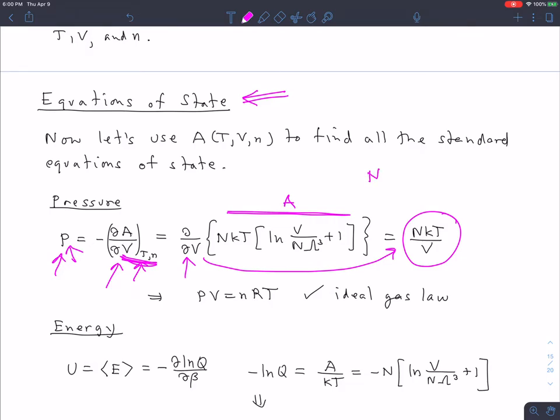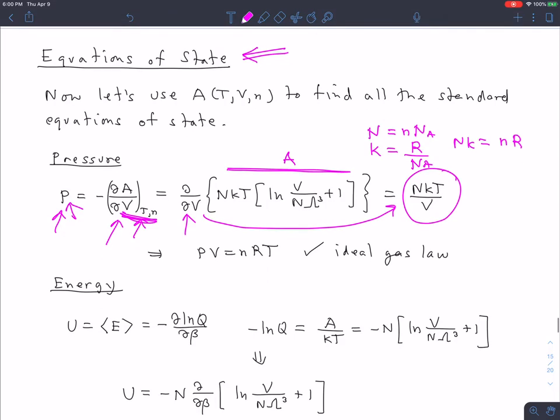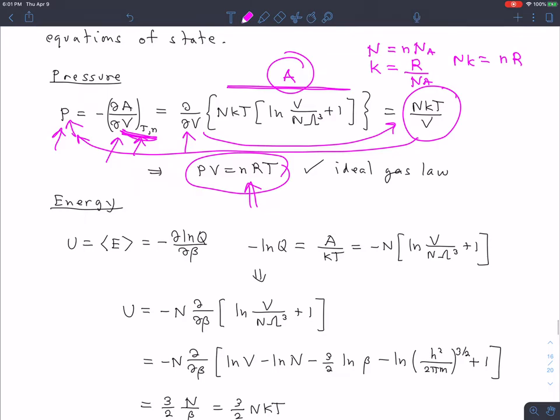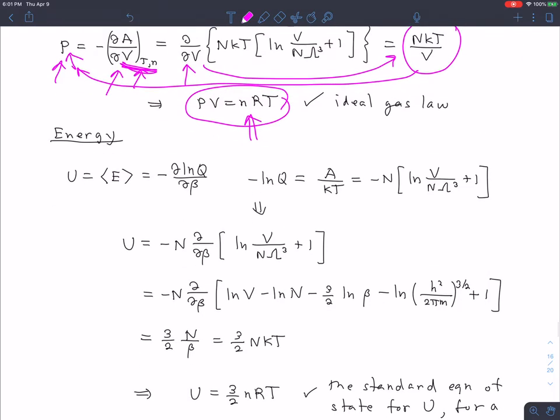But remember that N is just the number of moles times Avogadro's number, and k is just the gas constant R divided by Avogadro's number. So Nk is just equal to little n times R. And that means that this relationship is nothing other than the ideal gas law, PV equals nRT. So right away, our Helmholtz free energy has given us one of the equations of state for a monatomic ideal gas, the ideal gas law. What about energy?